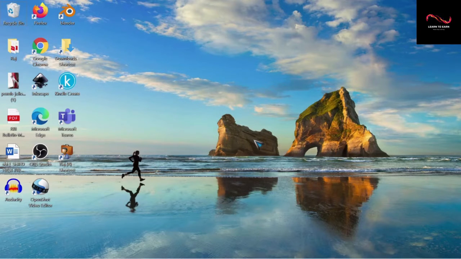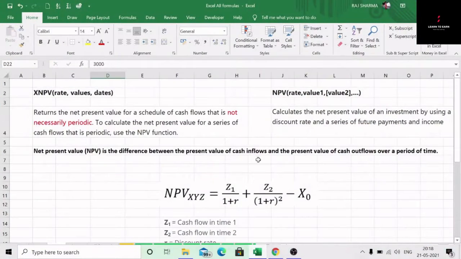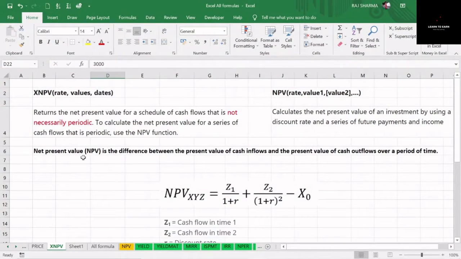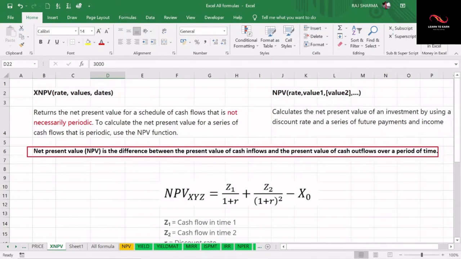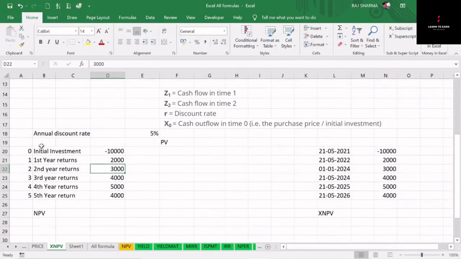Hello friends, in this video we are going to talk about how to calculate net present value using Excel. So let's open our worksheet and first, what is net present value? Net present value is the difference between the present value of cash inflows and the present value of cash outflows over a period of time. Let us try to understand it by an example.